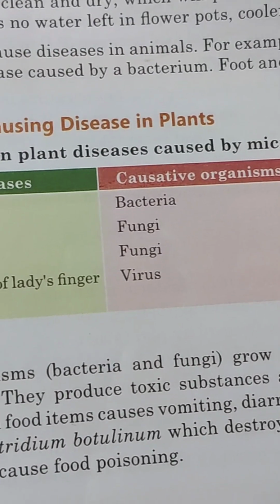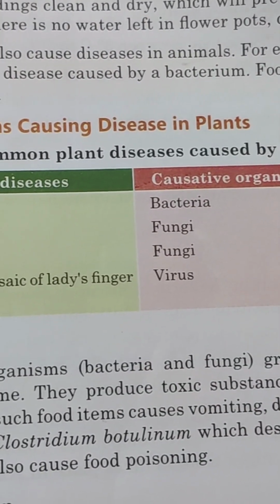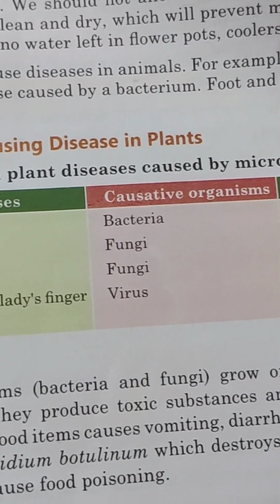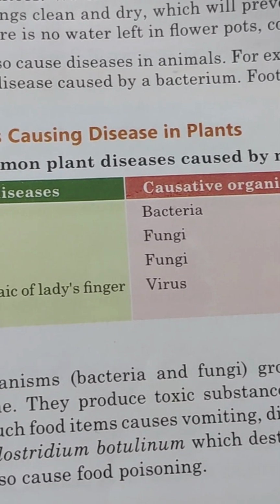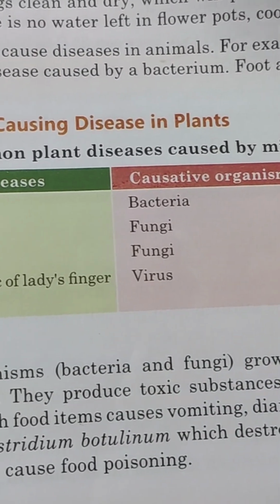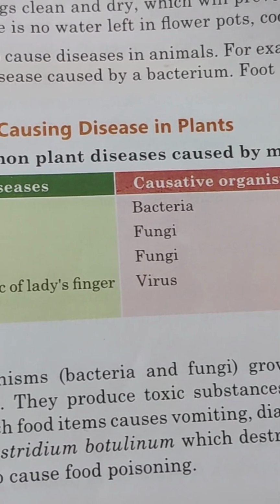Plant diseases caused by microorganisms. Citrus canker, causative organism is bacteria, mode of transmission air. Rust of wheat, causative organisms fungi, mode of transmission air and seeds. Rust of rice, caused by fungi and mode of transmission air and seeds.